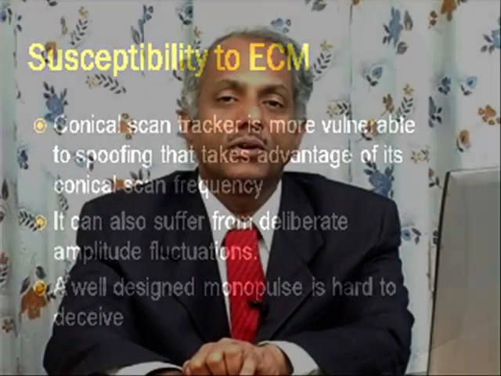And we know very well, it's not easy to change the conical scan frequency because the antenna is rotating by that and the servo motors are already designed for that. Hence, it is very difficult to avoid jamming in the case of conical scan. It can also suffer from deliberate amplitude fluctuations. A well-designed monopulse is hard to deceive.